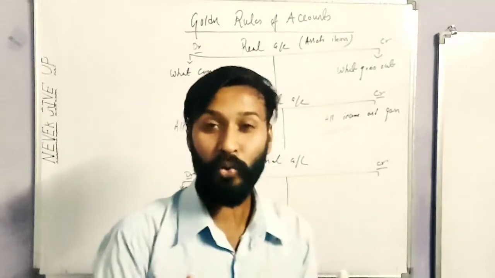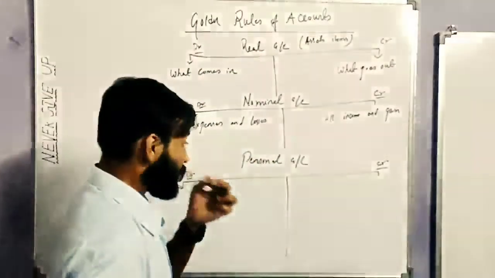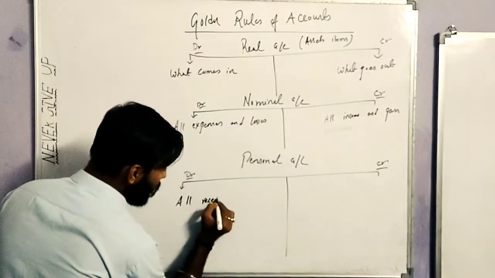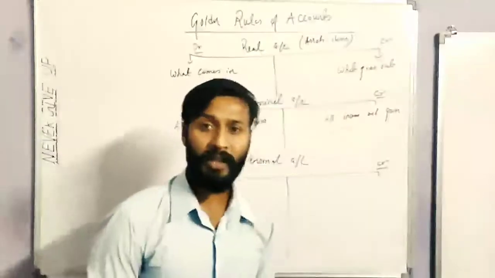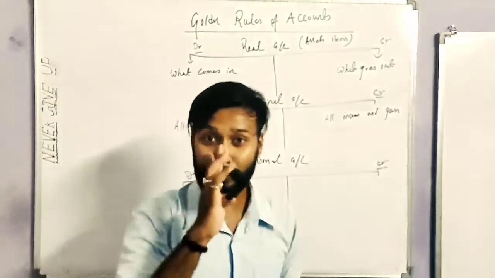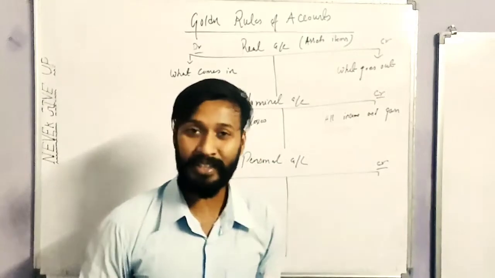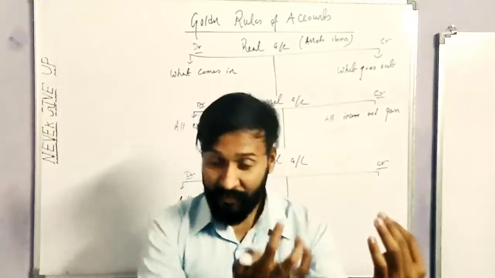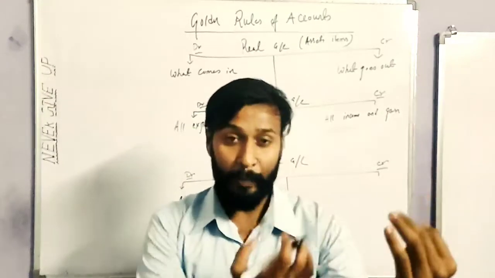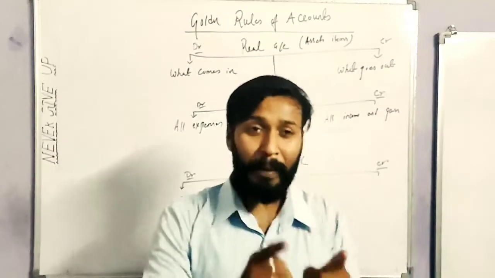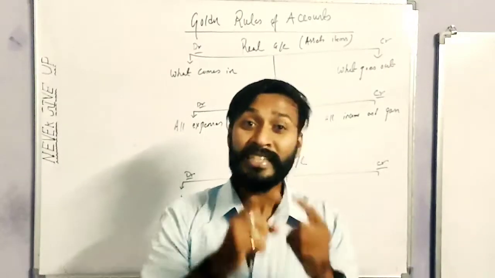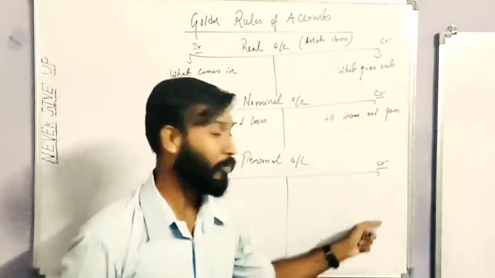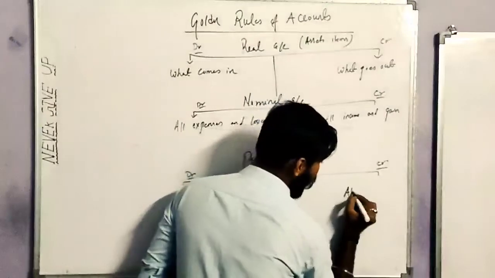Now let us see the rules. Now what will be the rules? According to the personal account, the rule is debit the receiver. Debit the receiver means what? X, he is a person, he is receiving something, he is receiving the amount, he is receiving the product. So any person or any bank, if they are receiving anything, then it will be recorded on the debit side. Understood? Now come to the credit side. Credit the giver.